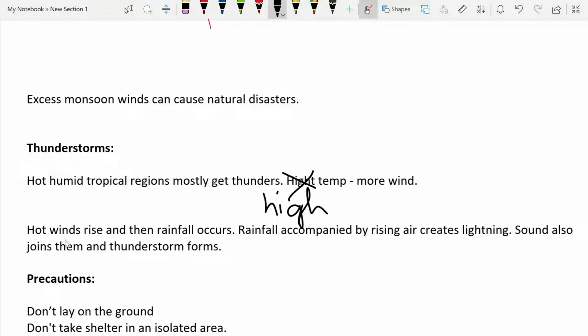Now hot air rises and then rainfall occurs. Rainfall accompanied by rising air creates lightning. Sound also joins them and a thunderstorm forms. Now this is just a little introduction to thunderstorms. It didn't really explain how lightning happens, but you can search that up.